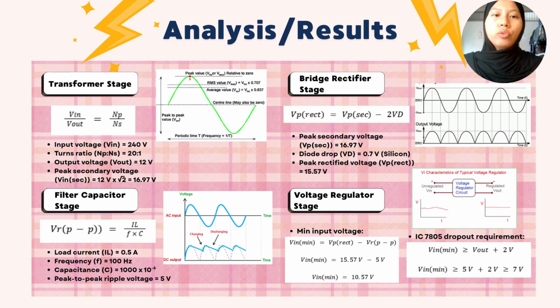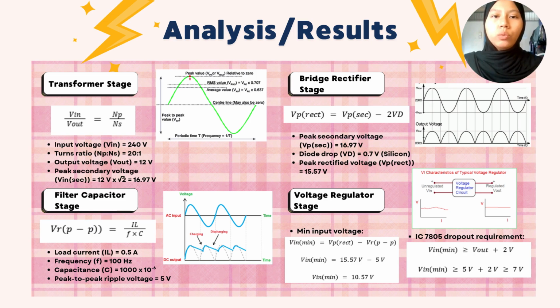Using the formula with a 0.5 A load current and a 1000 microfarad capacitor, we calculate a peak-to-peak ripple voltage of 5V. Look at the bottom left graph. Instead of dropping all the way to zero, the capacitor smooths the bumps out into a slight zigzag wobble. Finally, we reach the voltage regulator stage using the IC7805 chip.